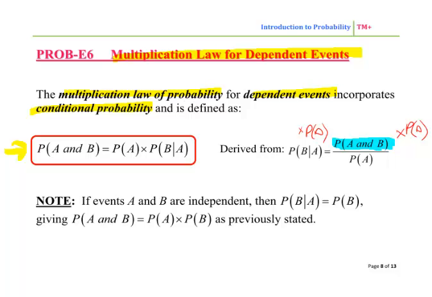Now, if two events A and B are independent, then the probability of B given A has to be the same as the probability of B, because they don't affect each other. And we also know that the probability of A and B is the probability of A times the probability of B, because of our multiplication law.